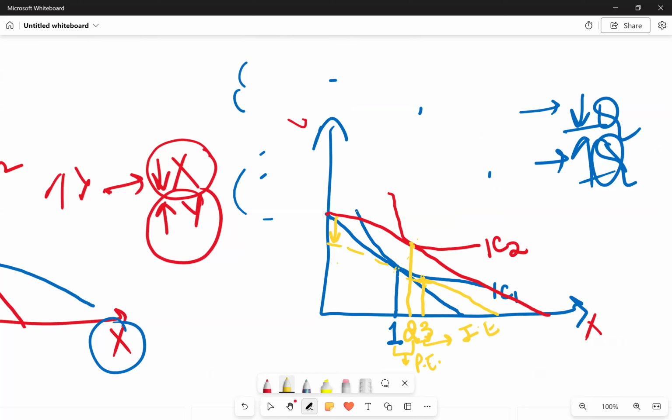Okay? And this 1 to 3, the change 1 to 3, we are on the same indifference curve, but we are just substituting one commodity for another, right? The movement from 1 to 3. We are on the same indifference curve, but we are just substituting one commodity for another. So this 1 to 3 would be your substitution effect. Okay?